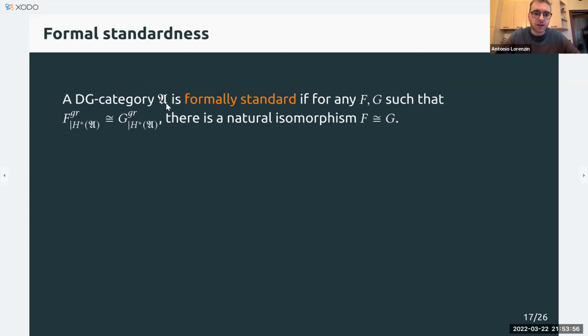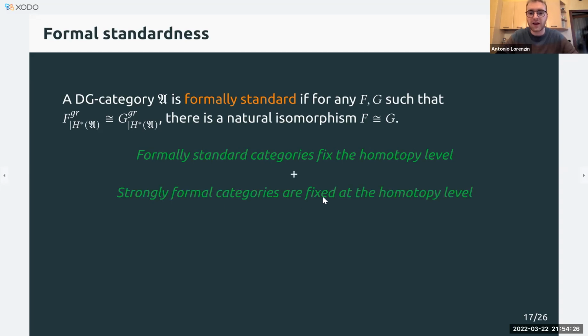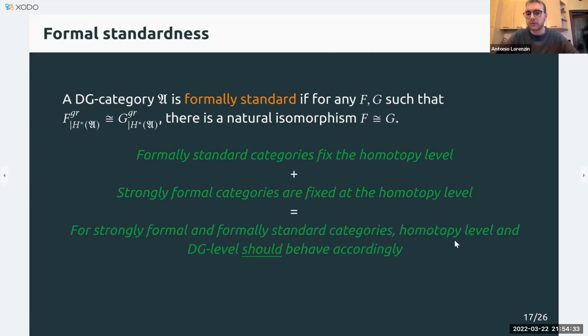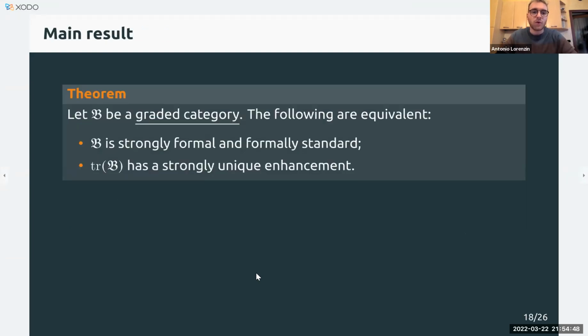So now what we say is that a DG category A is formally standard if given any two autoequivalences fixing A, and also they have a natural isomorphism between the graded restrictions, then we can find a natural isomorphism between the two functors. Roughly speaking, formally standard categories fix the homotopy level. If you recall what we said, roughly speaking, about strongly formal categories, well, they are fixed at the homotopy level. So now the idea is that if we combine both of them, we should have that the homotopy level and the DG level behave accordingly. We should get this. But of course, this does not always work. In order for it to work, we need to go.